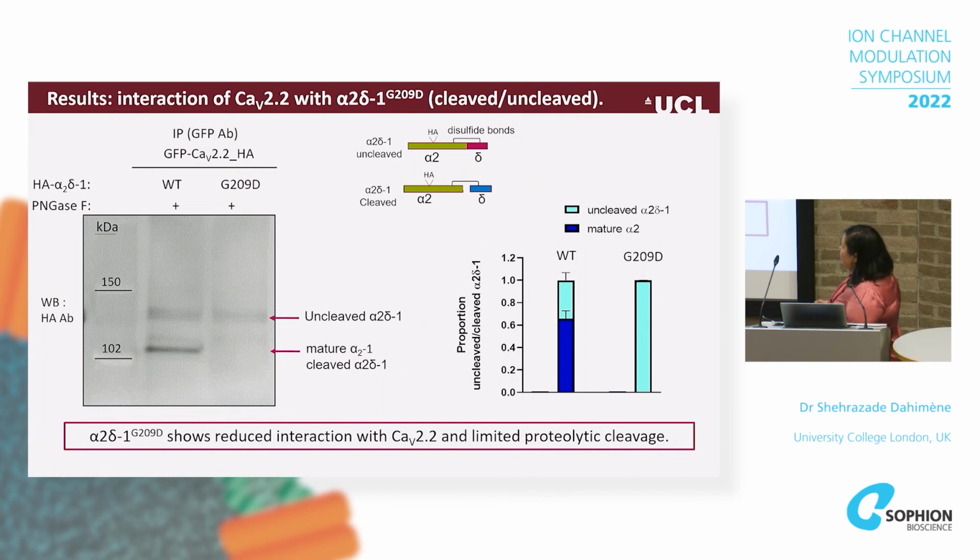And this is the quantification, where the dark blue shows the mature cleaved alpha-2 delta, and the light blue is the uncleaved. Here we show that there is preferential interaction of CaV2.2 with cleaved alpha-2 delta-1.